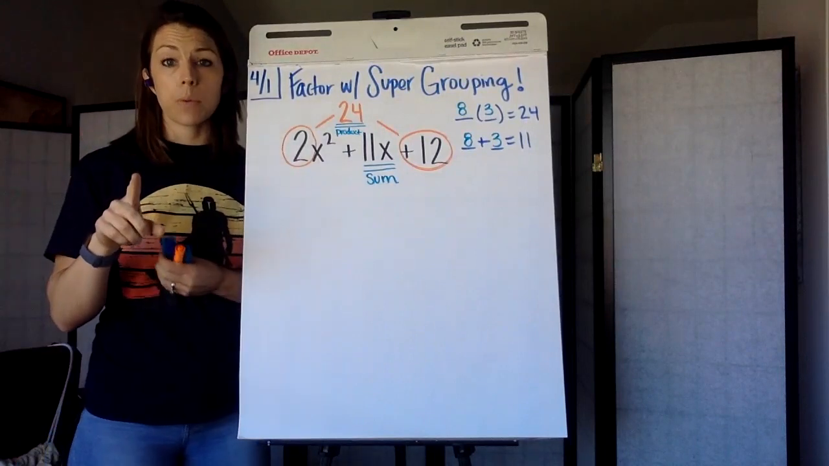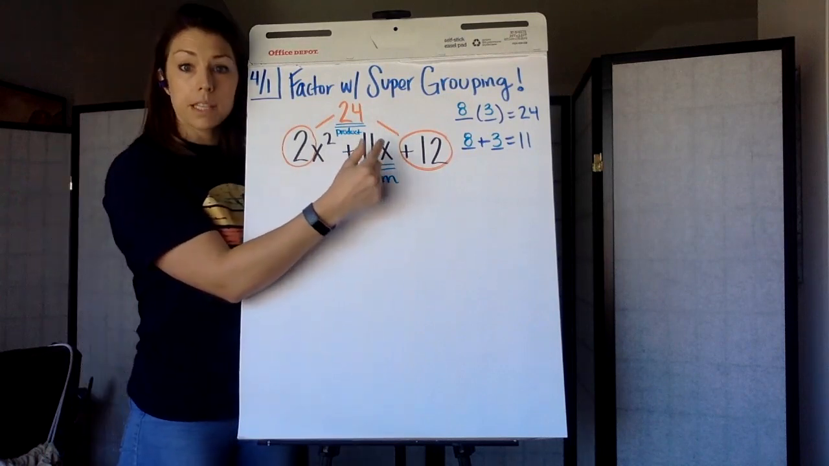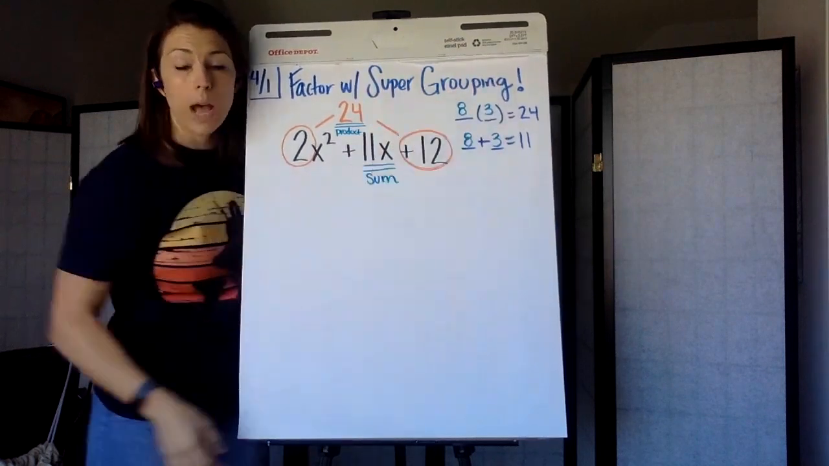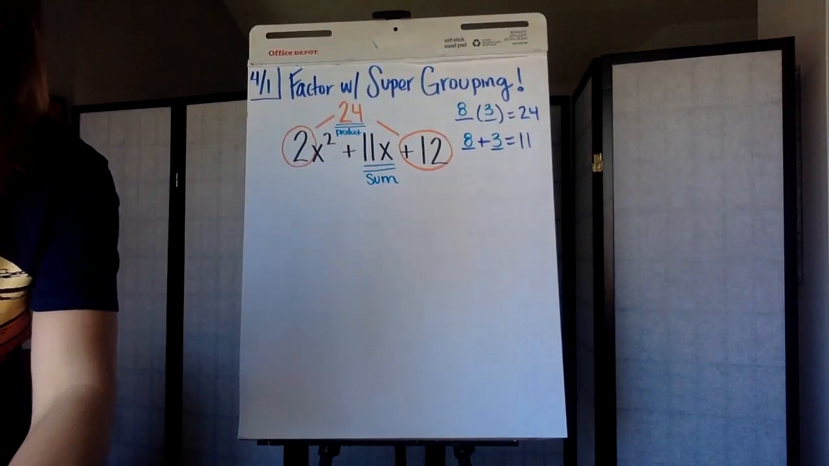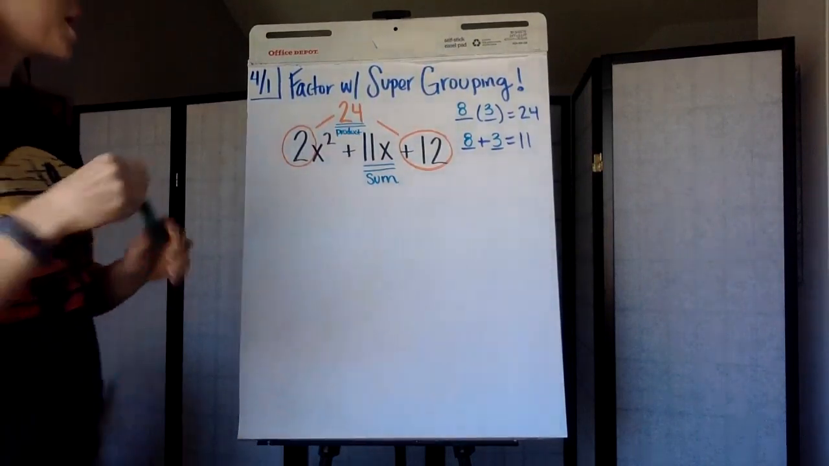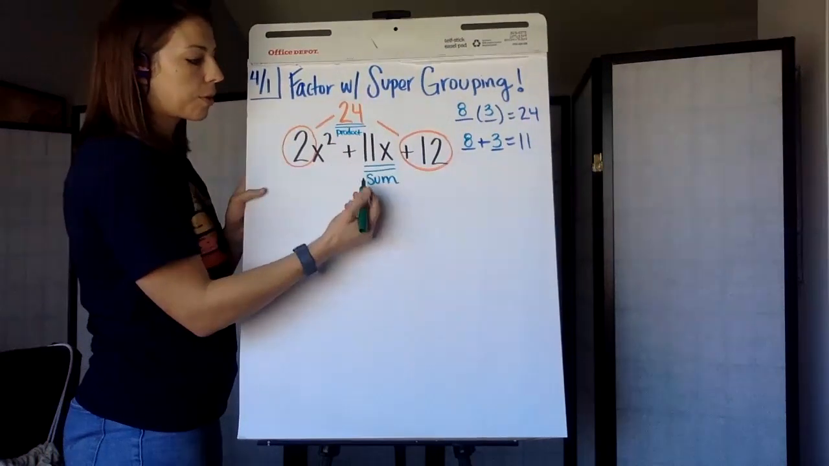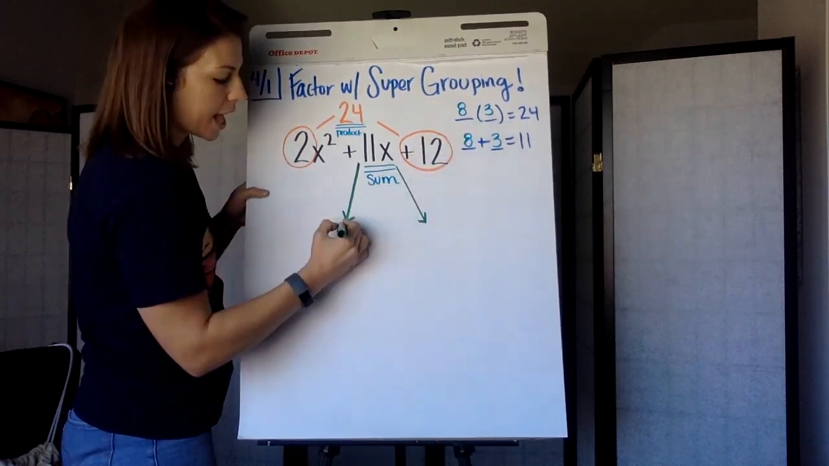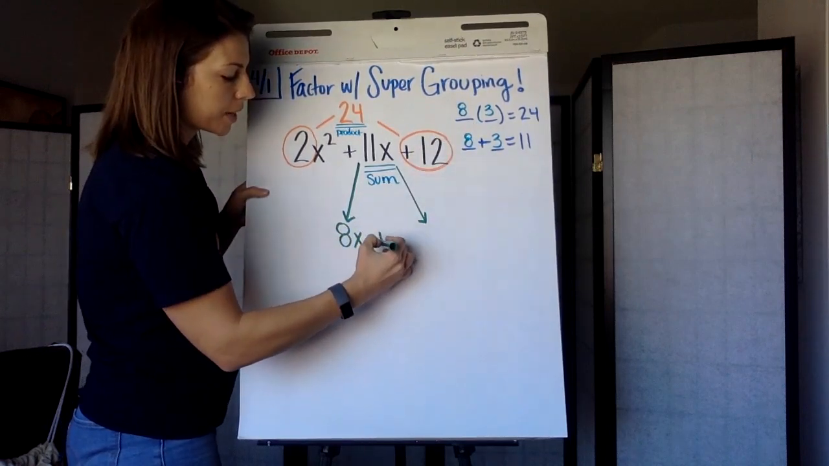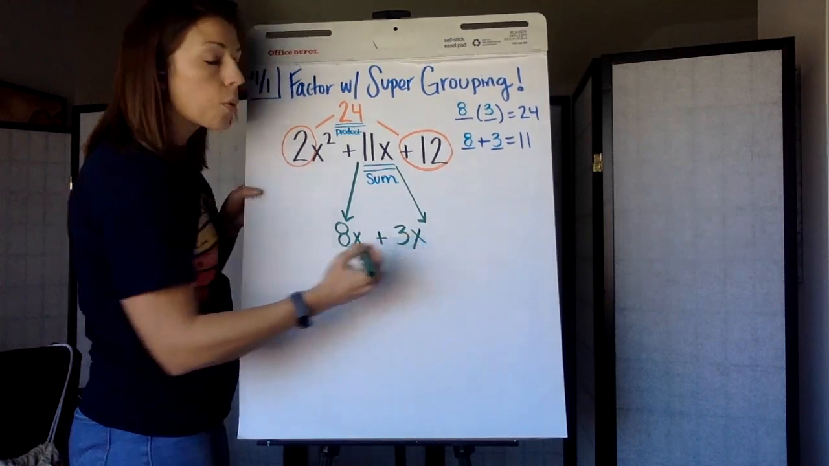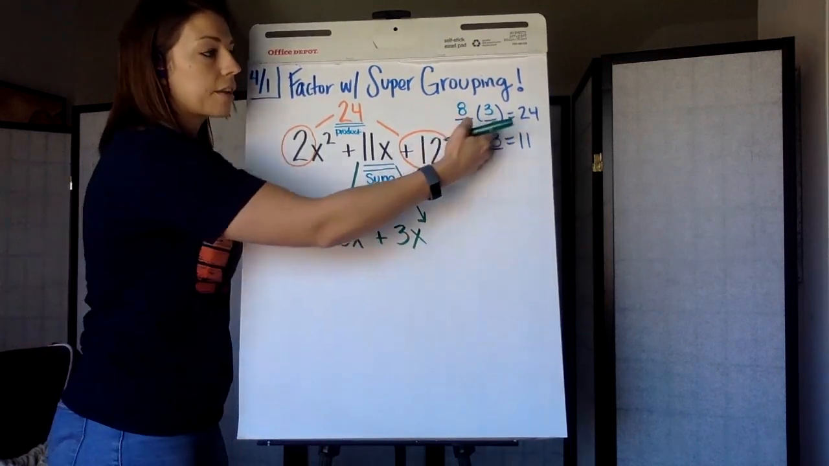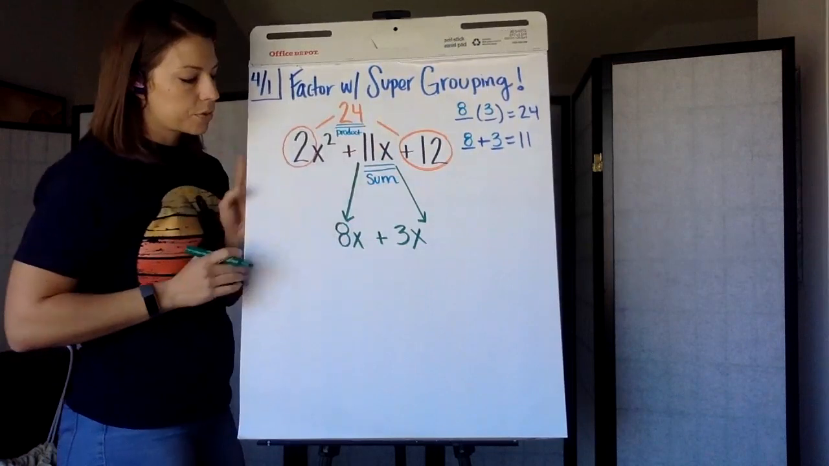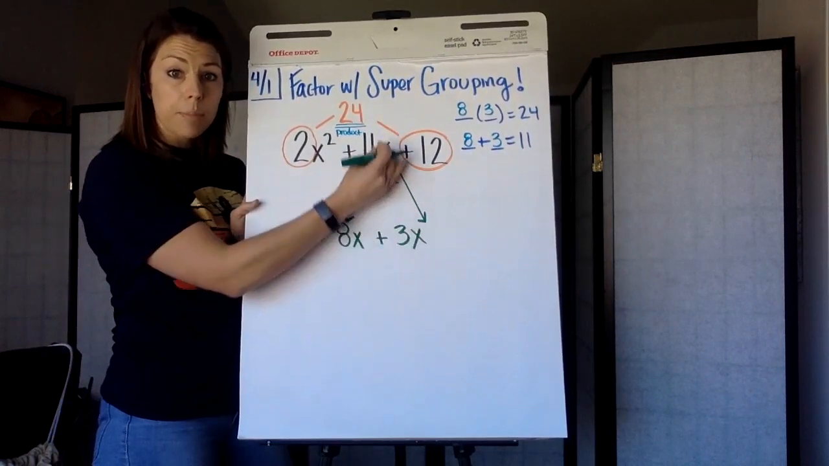Well, I told you at the beginning what we're trying to do. We're going to break up this middle term to change this into a 4-termed polynomial so that we can do our supergrouping. So here's how we do that. Watch. We're now going to take the middle term and we're going to split it up into 8x plus 3x. Where did I get 8 and 3 from? I got it from playing the P's and Q's game, because those are the 2 numbers that have a sum of 11 and a product of 24. So we've successfully broken up 11x.